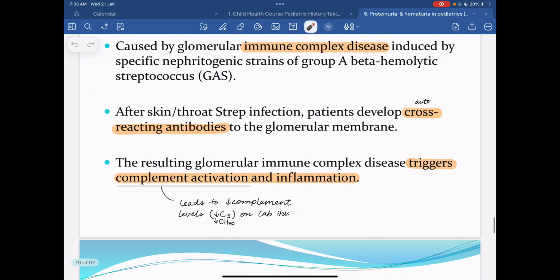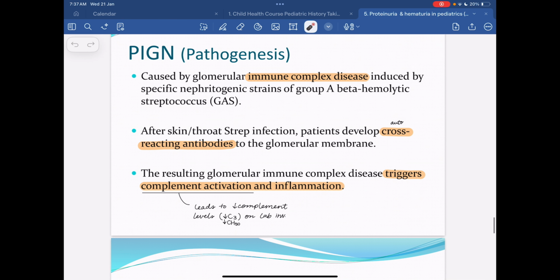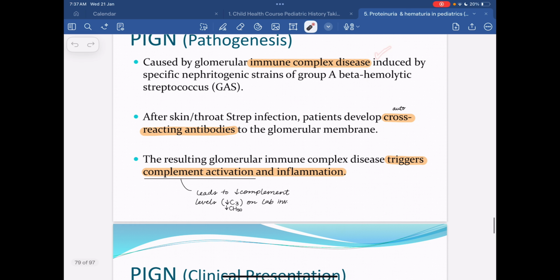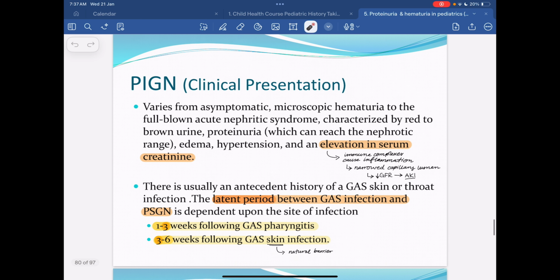The resulting immune complex disease triggers complement activation and inflammation. So عندنا complement activation، إيش بيصير؟ إذا كان persistent, we're going to use up our complement, leading to hypocomplementemia and decreased levels of C3 and CH50 in the lab investigation. So it is immune complex mediated disease.